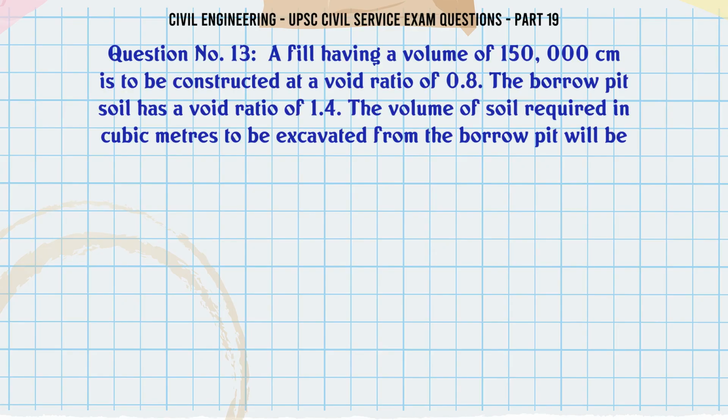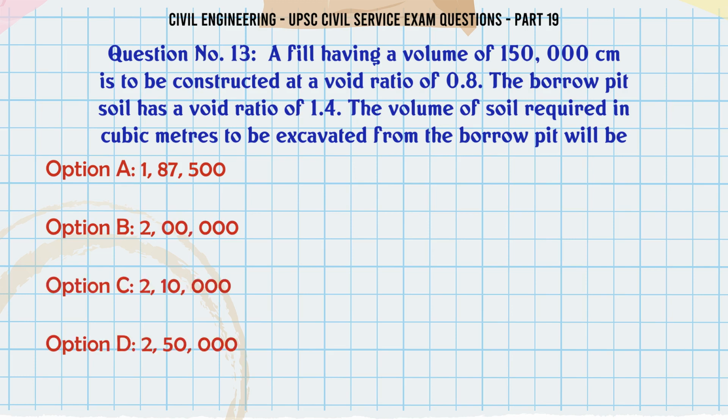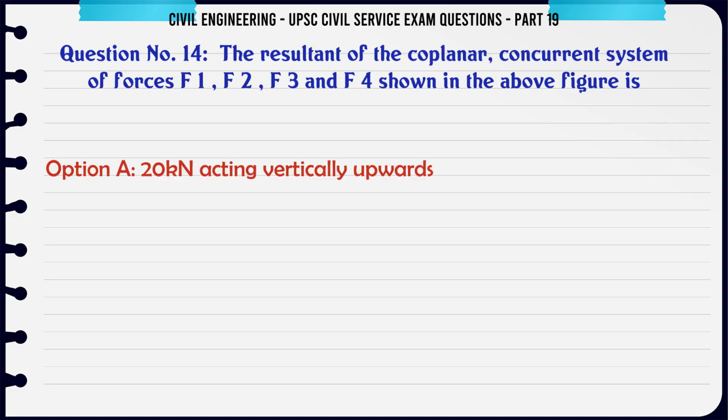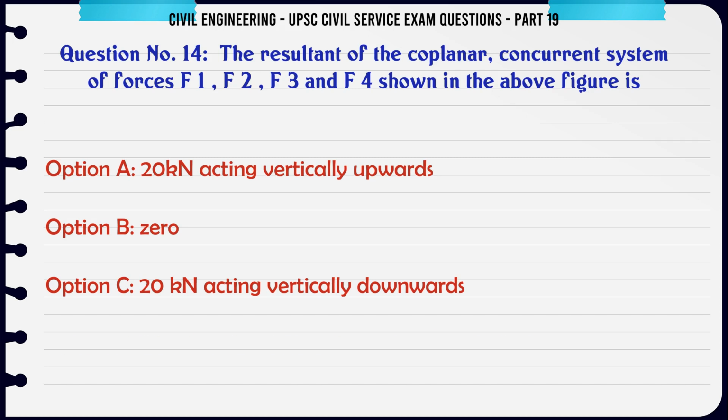A fill having a volume of 150000 m³ is to be constructed at a void ratio of 0.8. The borrow pit soil has a void ratio of 1.4. The volume of soil required in cubic meters to be excavated from the borrow pit will be A. 187,500, B. 200,000, C. 210,000, D. 250,000. The correct answer is 200,000.